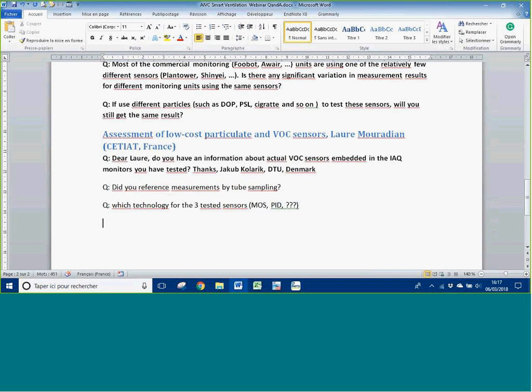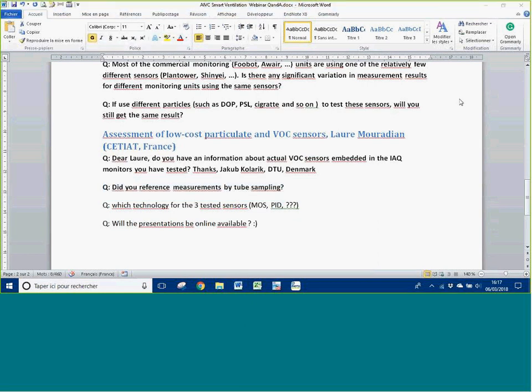Okay, thank you. Did you reference measurements by tube sampling? No, we didn't, in fact. Oh, you are quick. Which technology for the 3 tested sensors? MOS, PID? MOS. MOS? Okay, let's go faster.